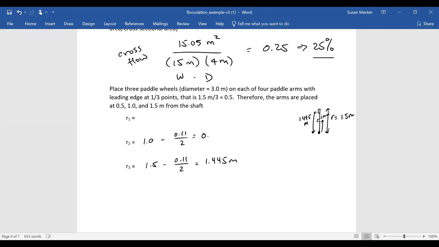divided by 2. So the center is R2. So this is R3. So R2 is 0.945. And this distance here is 0.5. So it's at the 0.5, and the center point then is 0.5 minus 0.11 divided by 2. So, okay, this gives me R1. So now I have R1 and R2 and R3.